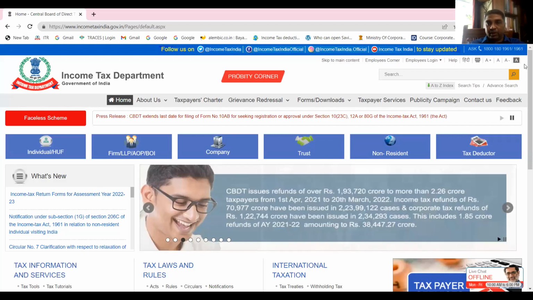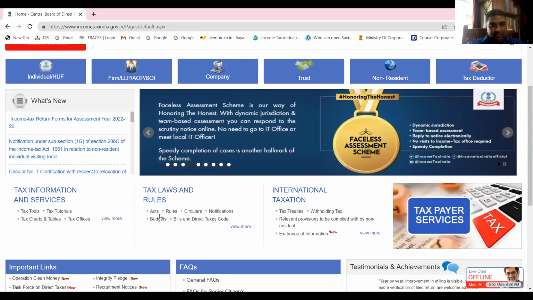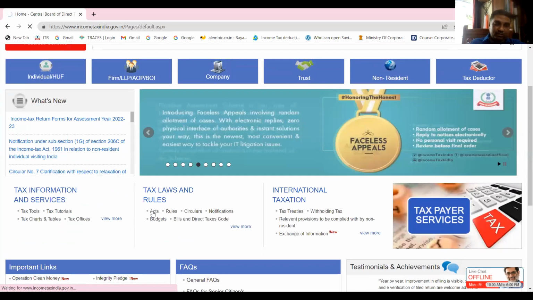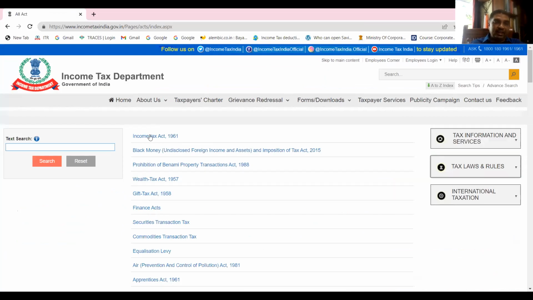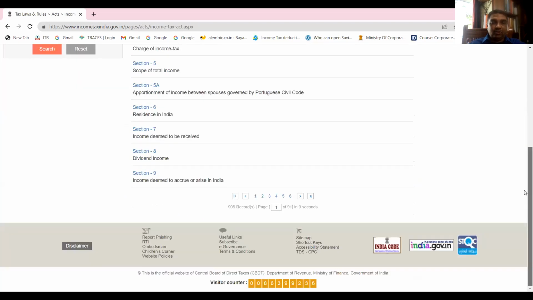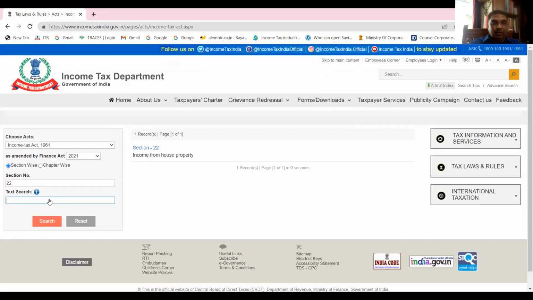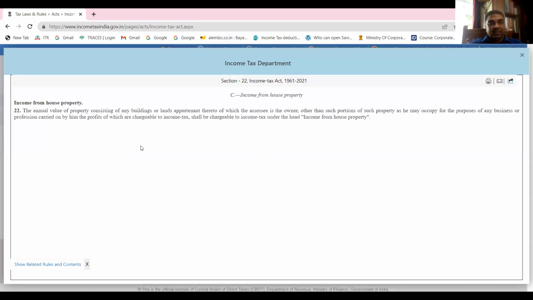Suppose, where should I go to read those sections? Can anyone tell me? The Acts. Acts, very good. Now I will be selecting the Income Tax Act. You see these are various sections, right? So page by page you can go, or you can directly type here section 22. You can have a look at how the section looks. You see section 22 talks about income from house property. You can click here.